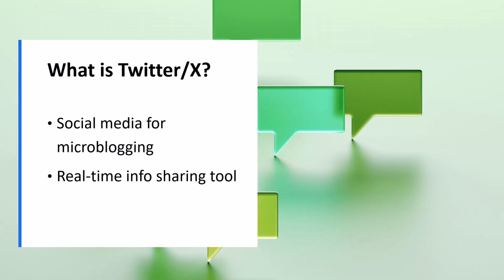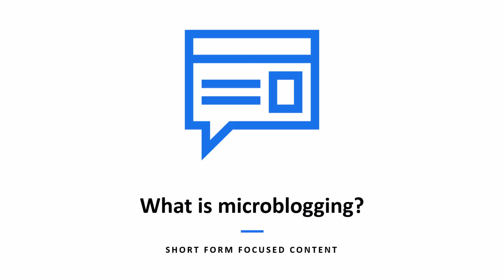So what is Twitter? Twitter is a form of social media that's used for microblogging. And we'll get into what is microblogging in a second. And it's a tool used for real-time information sharing. It allows the user to choose what direction they want to share their information or how they want to convey their message.